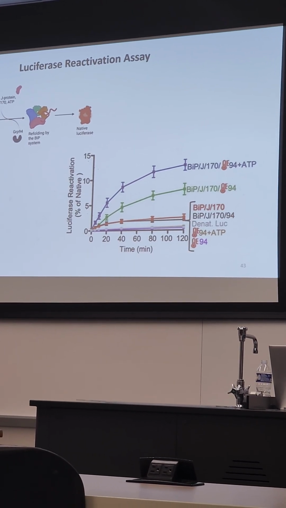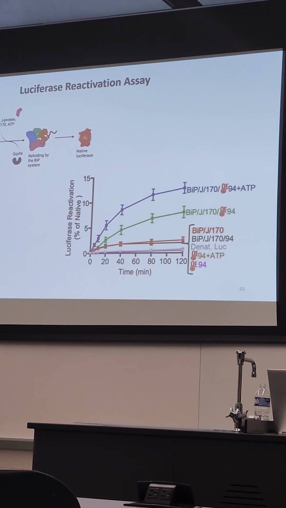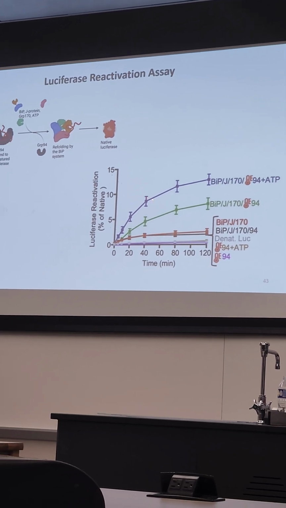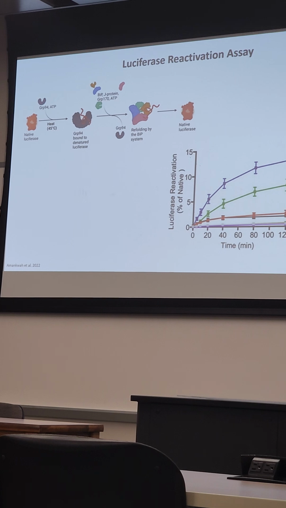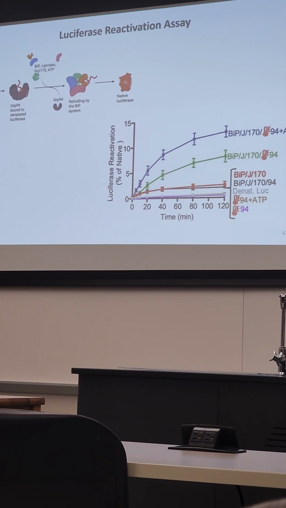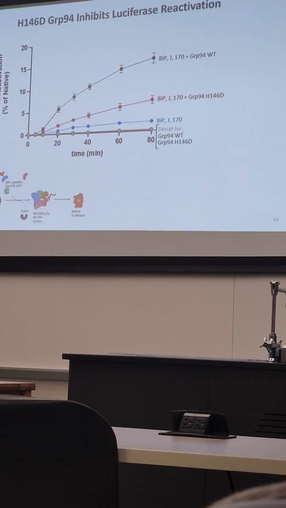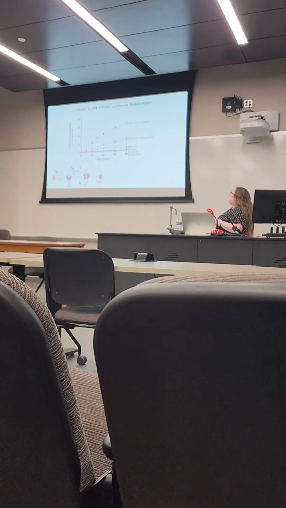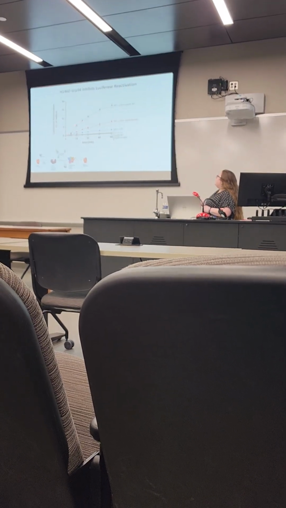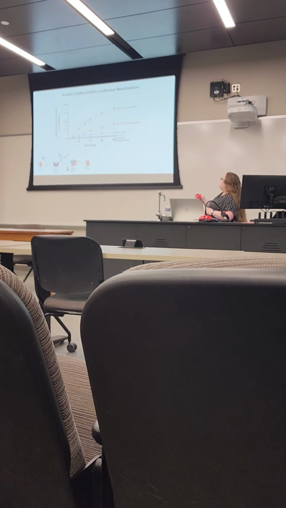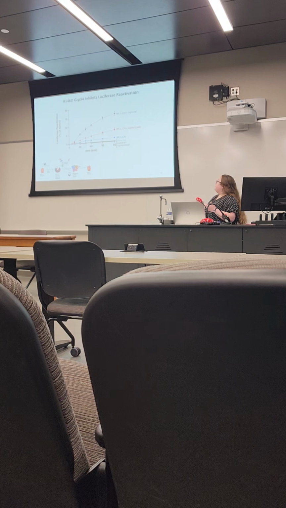Published work from our lab shows that luciferase, when heat denatured in the presence of GRP94 and ATP, can then be released into solution by GRP94 for further refolding by the BiP system. This was the perfect assay to test our question about whether H146D would increase client reactivation. So in our assay, we found that when luciferase was heat denatured with wild type GRP94, GRP94 could release luciferase into solution, and BiP could refold approximately 15% of the native luciferase activity.